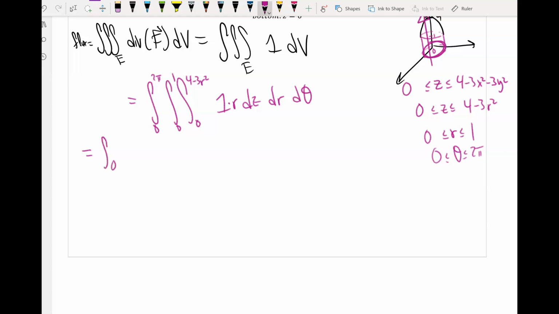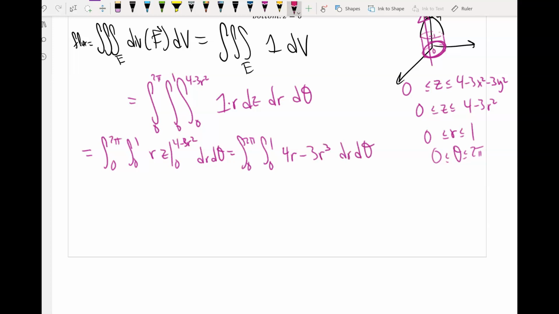First, let's take the antiderivative with respect to z. We're going to get the integral from 0 to 2 pi, from 0 to 1, of rz from 0 to 4 minus 3r squared, dr d theta. Then we have the r, which gives 4r minus 3r cubed, dr d theta.